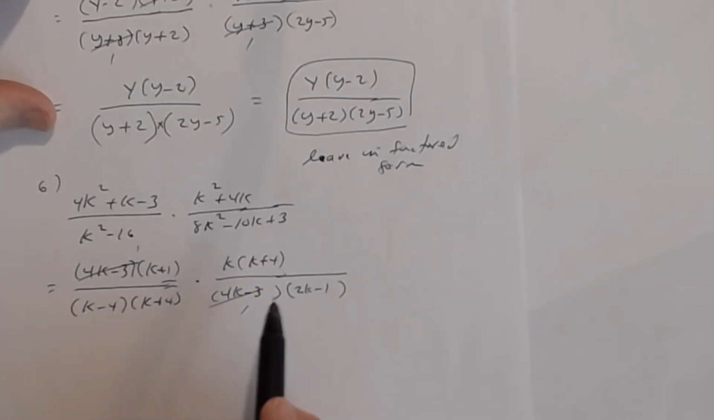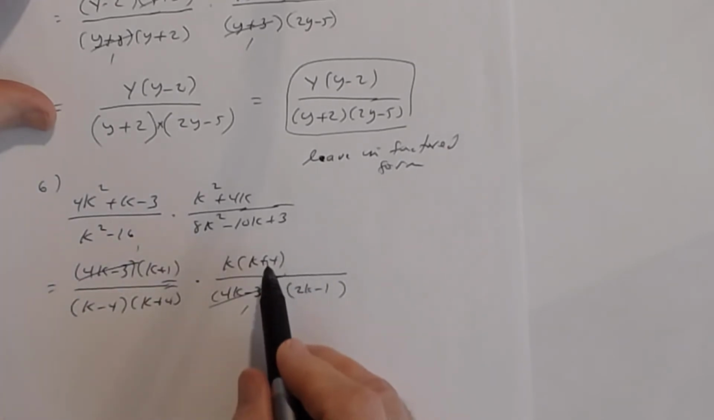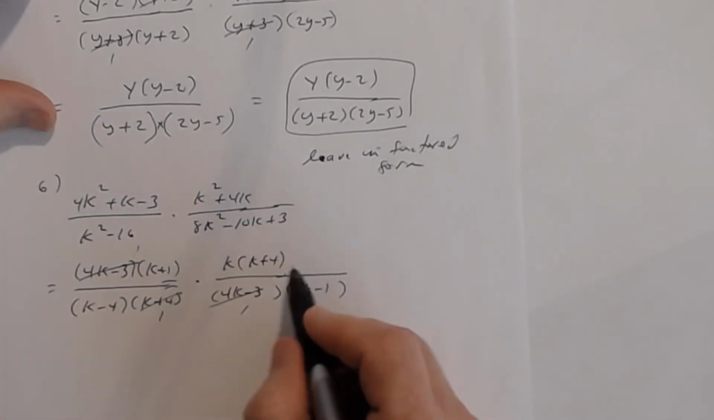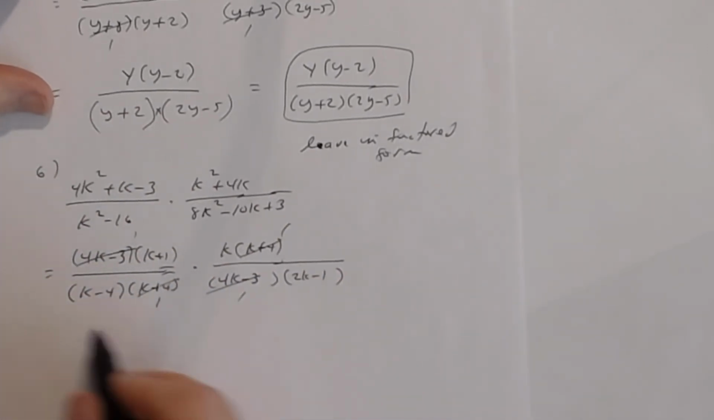Is there a k as a factor in the denominator? Nope. Have a k plus 4 as a factor here. Is there a k plus 4 here? Yep, right here. So those divide out. All right, and so you're done with reducing factors.